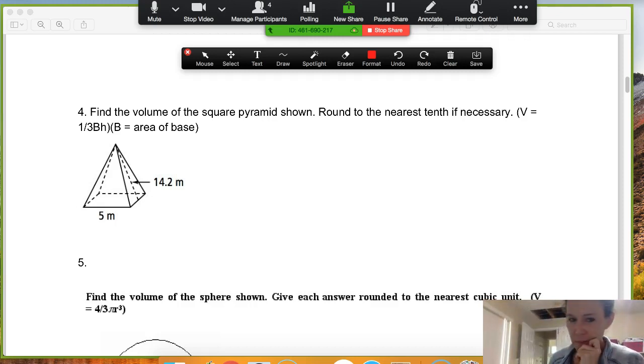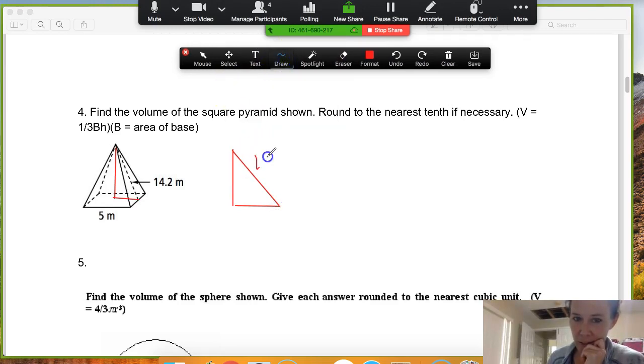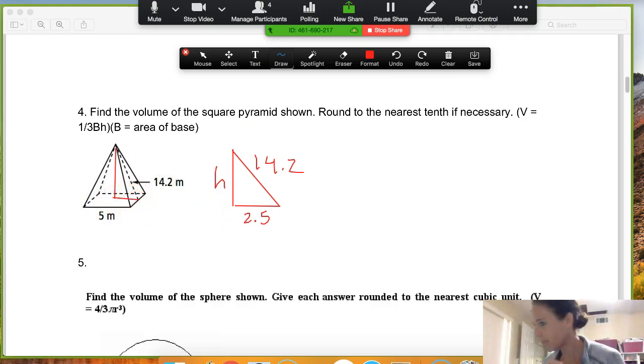Nolan, drop a perpendicular right here, and then you draw a little right angle here. So when you do your Pythagorean theorem to get your height for this problem, you have to do the whole Pythagorean. This is 14.2. This right here should be 2.5, and this is your height. So set up your Pythagorean theorem like that and solve for your height. If this is 5, half of it is 2.5. Right here, this is 2.5. Make sure you set it up like that.